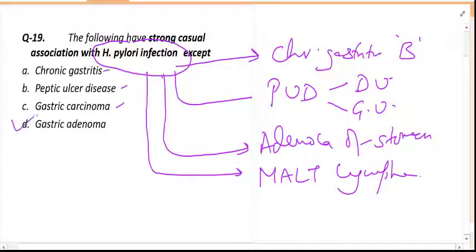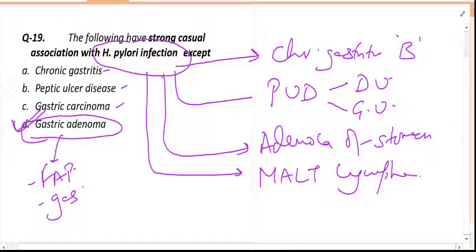You can say gastric adenoma is not usually related to H. pylori. Gastric adenoma can be seen in conditions like familial adenomatous polyposis. Many times gastritis can lead to gastric adenoma. Chronic PPI can also lead to gastric adenoma. So this gastric adenoma is a pre-malignant lesion, but out of the given options, we can say gastric adenoma is not due to H. pylori. Rest all options, there is proven relationship with H. pylori infection.